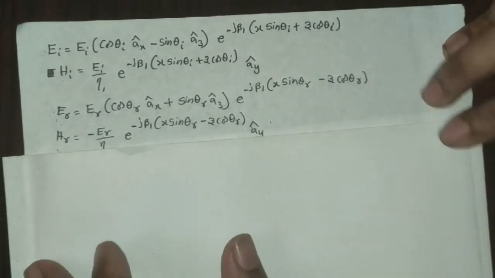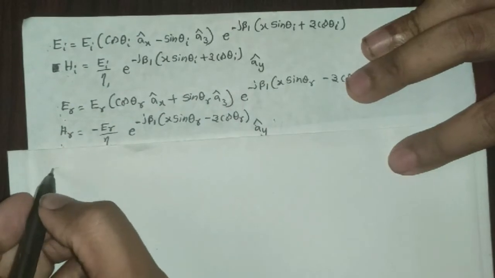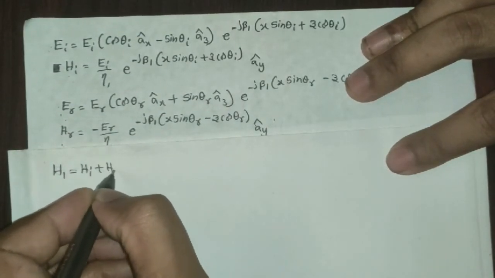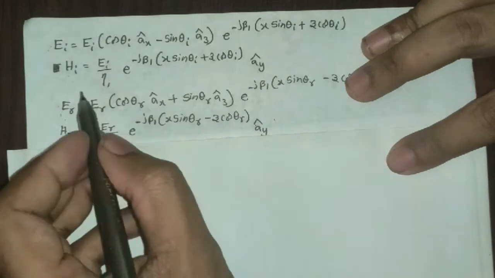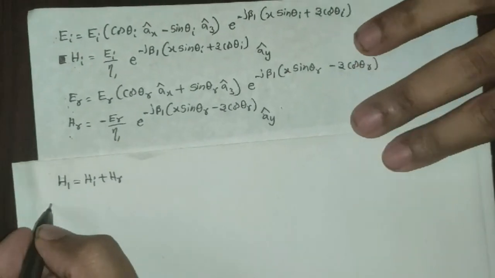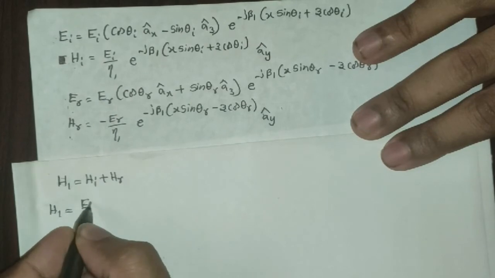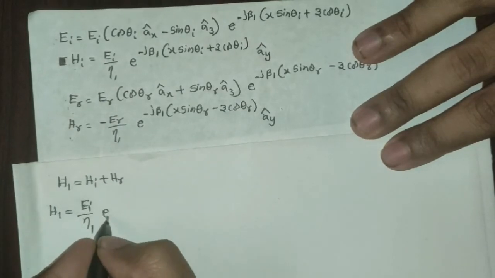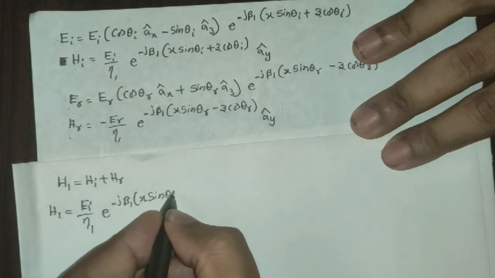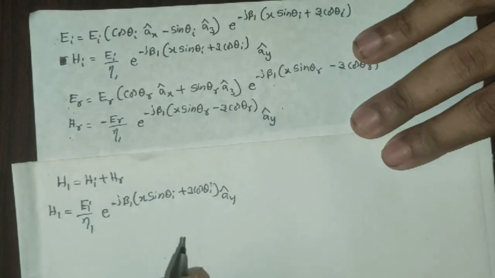Okay, so as we already have the equation for magnetic field, we have to discuss. The total magnetic field H1 is the sum of the incident magnetic field as well as the reflected magnetic field. We already have the HI and HR equations. Now substitute them. H1 equals, what is the value of HI? HI is EI by eta 1 into e to the power of minus j beta 1 into x sin theta I plus z cos theta I, in the direction ay cap.